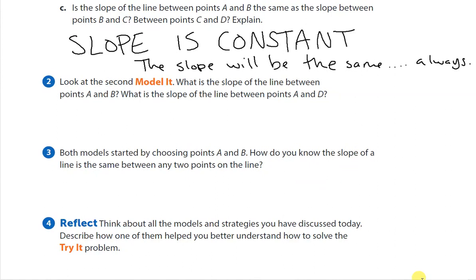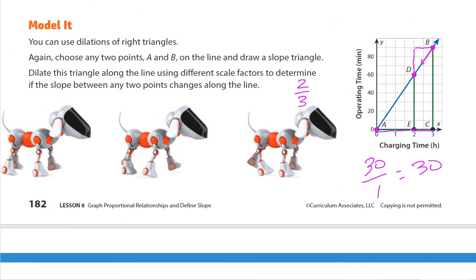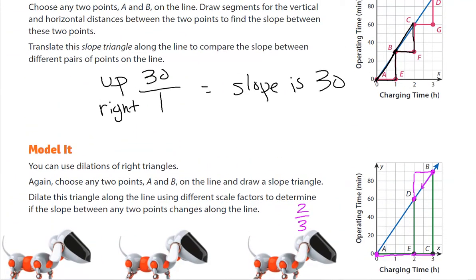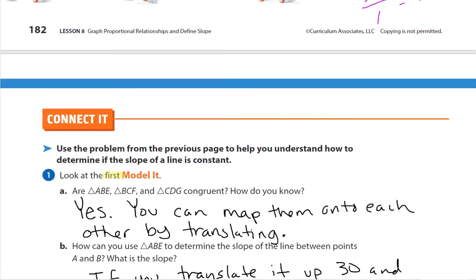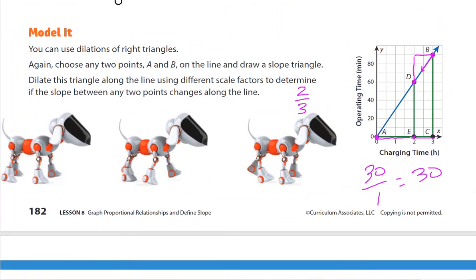Number 2. Now we're looking at the second modelet with the dilation. What is the slope of the line between points A and B? What is the slope of the line between points A and D? Didn't we already determine the slope? Have I said enough times yet? The slope is 30. Slope is constant. So you know what? I'm just gonna keep going. You're gonna have to see slope again.